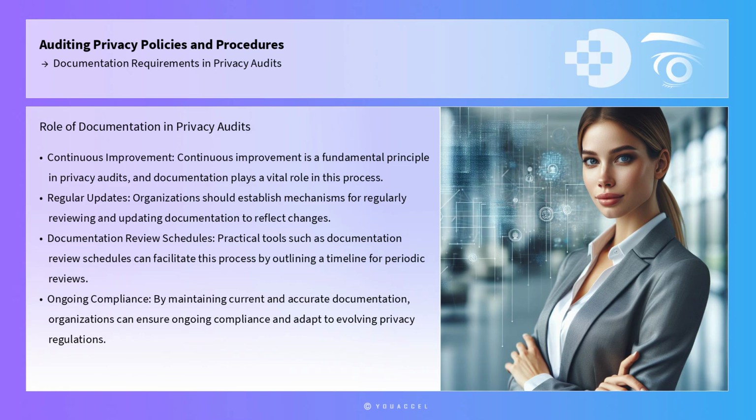Continuous improvement is a fundamental principle in privacy audits, and documentation plays a vital role in this process. Organizations should establish mechanisms for regularly reviewing and updating documentation to reflect changes in data processing activities and regulatory requirements. Practical tools such as documentation review schedules can facilitate this process by outlining a timeline for periodic reviews. By maintaining current and accurate documentation, organizations can ensure ongoing compliance and adapt to evolving privacy regulations.